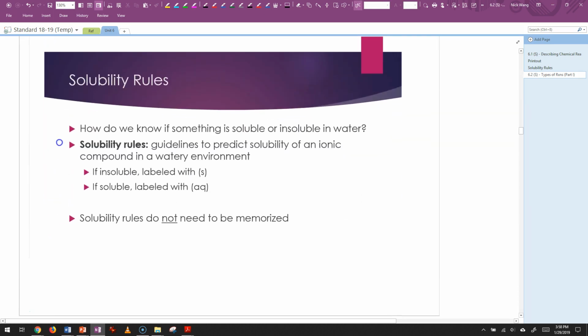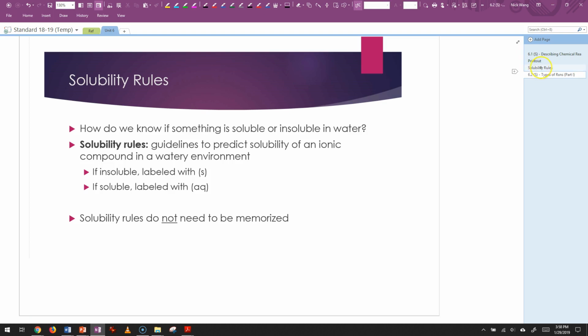We have to use something called solubility rules to help us out. Now, solubility rules help us know if something is soluble or not, right? Because why is this important to know? Well, remember, we have to know if a reaction occurs, and in order to know if a reaction occurs, there has to be at least one non-soluble product, right? See the previous slide for that information. So the solubility rules more or less tell us how this works. If something is insoluble or soluble, you either label it with an S or an AQ. S because that's a solid that is not dissolving. AQ because that means it is dissolved in there.